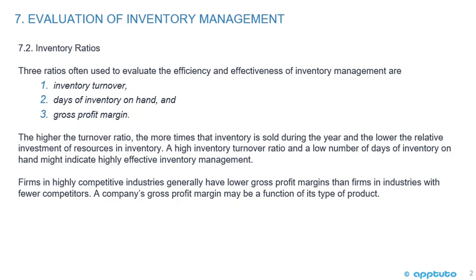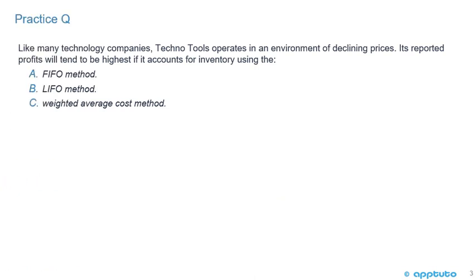A high turnover ratio and a low number of days of inventory on hand might indicate highly effective inventory management. Firms in highly competitive industries generally have lower gross profit margins than firms in industries with fewer competitors. A company's gross profit margin may be a function of its type of product. Now we'll do a couple of practice questions to help consolidate our learning.